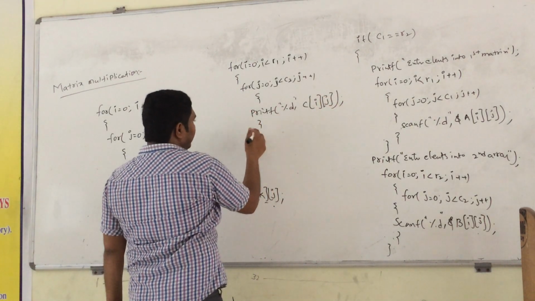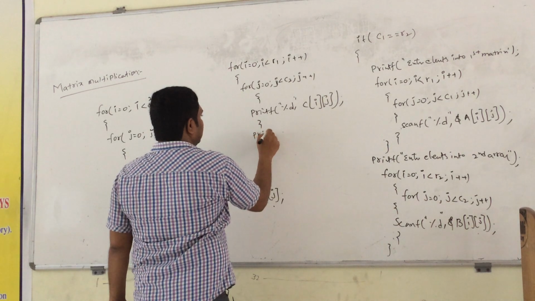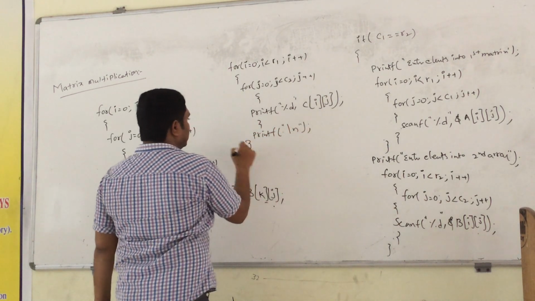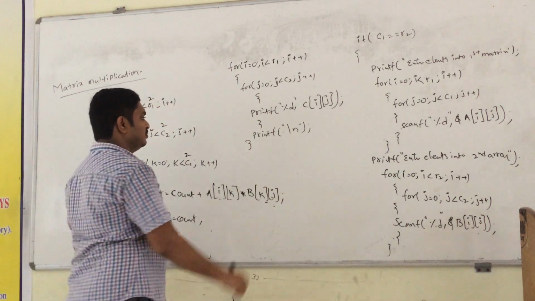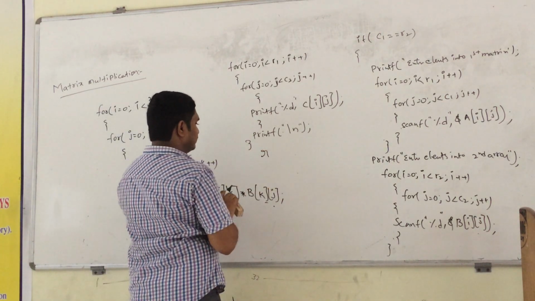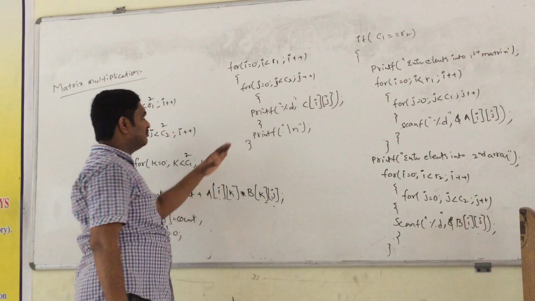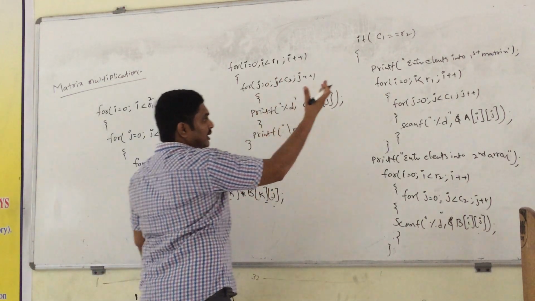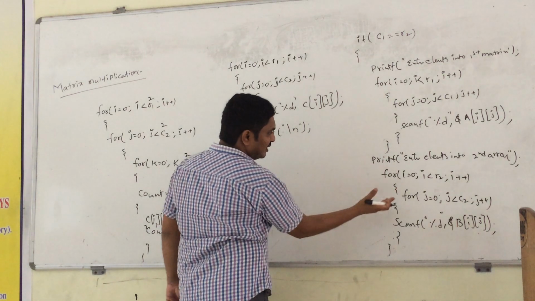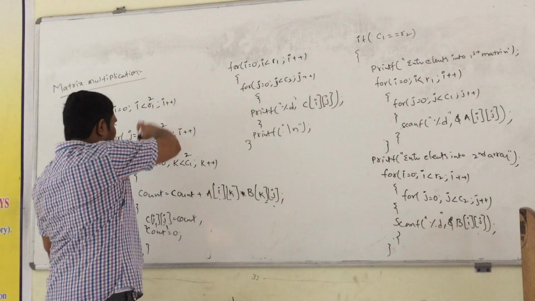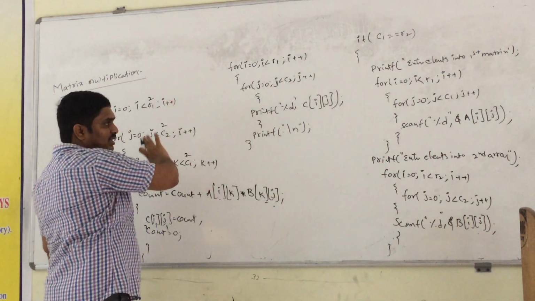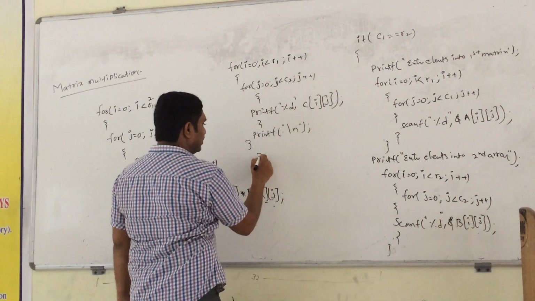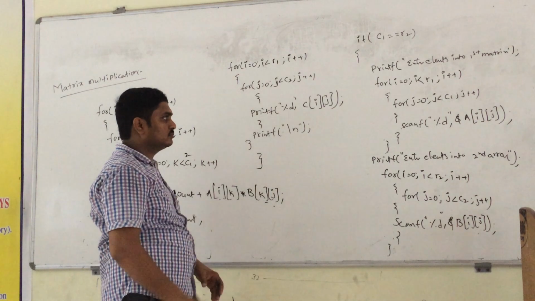So this is the end. For printing, we use the slash n to go to the new line, printf slash n. This is the end of the outer for loop. Then matrix multiplication is performed. We enter the elements into the first matrix, enter the elements into the second matrix, and matrix multiplication is performed, and display is also completed. Then the if condition is closed.